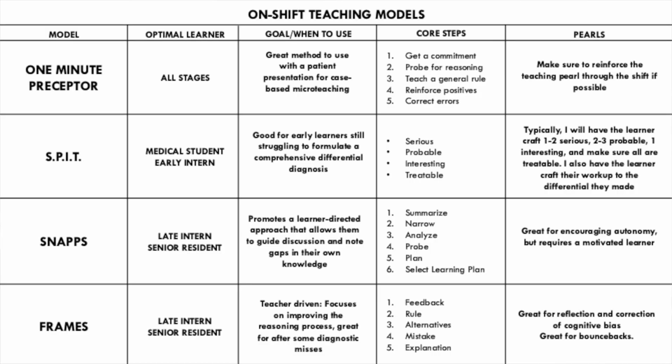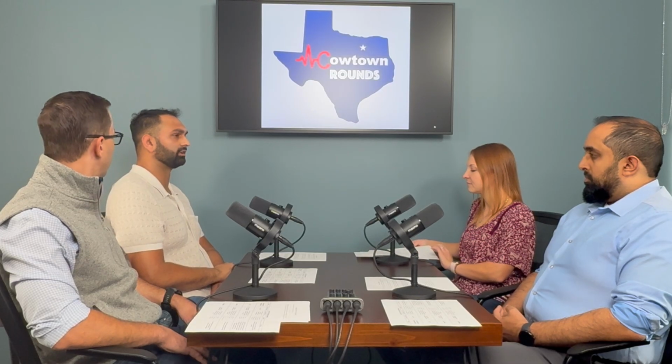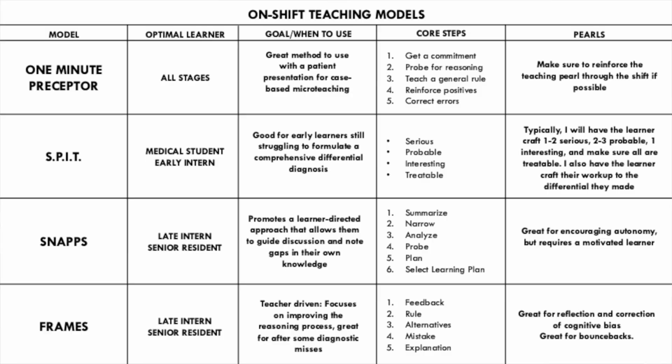This is great for your late intern, senior resident, those later learners that have a robust thought process already. This is very educator driven. This is you telling them feedback on a case and how they can improve on it. So FRAMES stands for feedback, rule, alternatives, mistake, and explanation. It's another feedback model that provides a rule. So it tells you, hey, in these kinds of patients, this is what I do, and this is what I do to not miss what happened here. It's really good for reflection, and it also corrects cognitive biases if those do present.